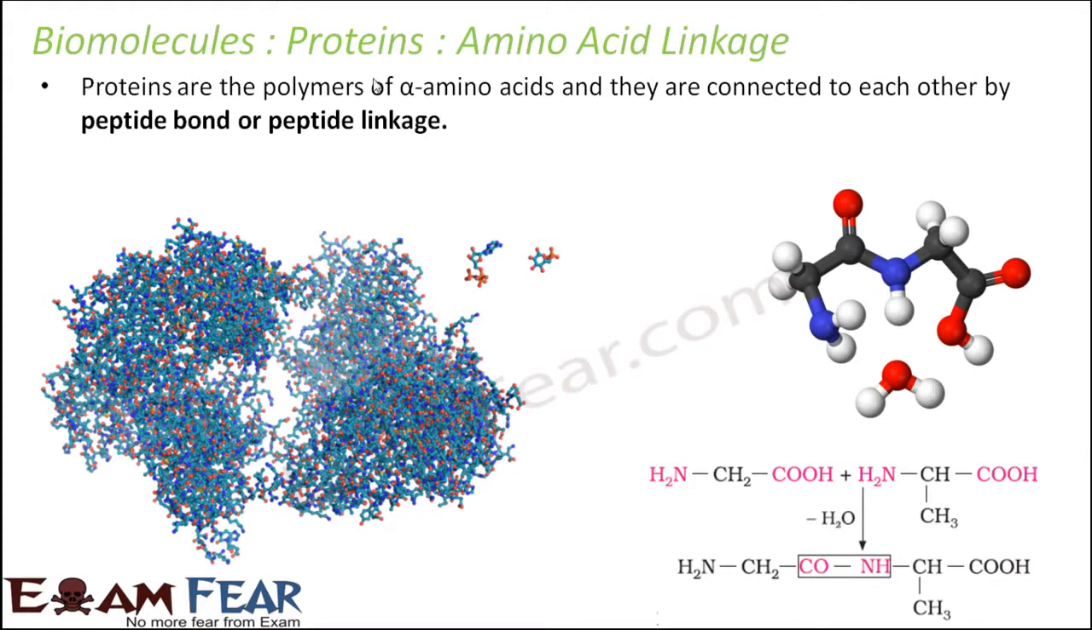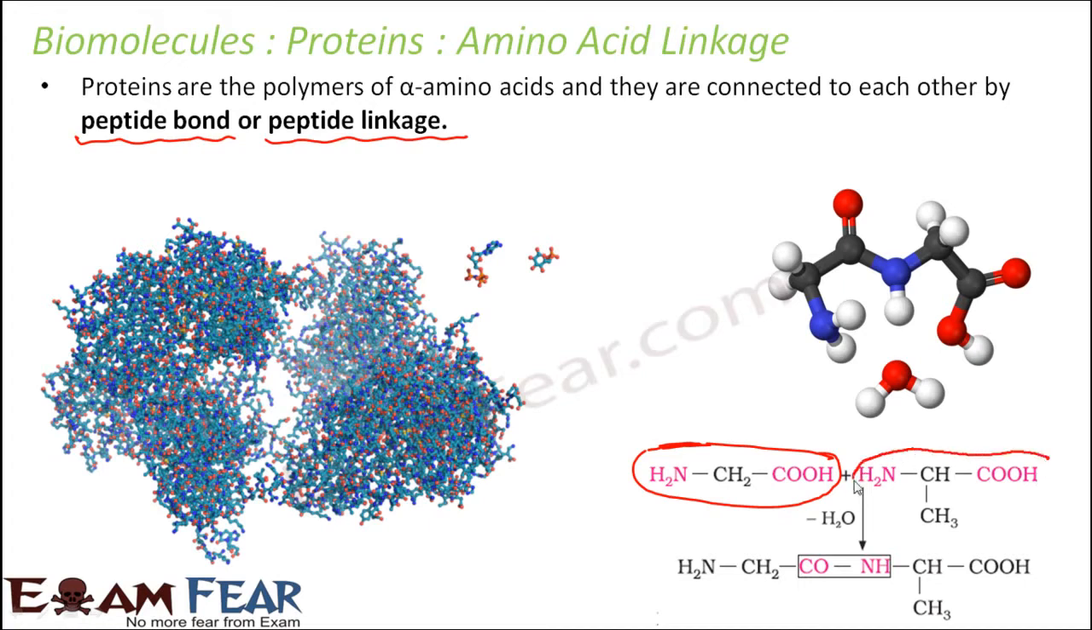Proteins are the polymers of alpha amino acids and they are connected to each other by a peptide bond or a peptide linkage. As I mentioned, in carbohydrates you had the glycosidic bond; a similar type of bond forms here, just that it happens between two amino acids, but the process still remains the same. So you have one amino acid, and this is another amino acid. Can you tell me which amino acid this is? Here you have one amine group, one carboxyl group and one alkyl group, and the alkyl group is methyl. So this is alanine.